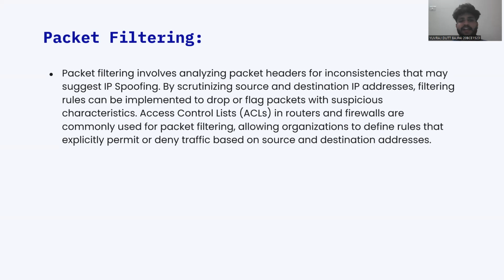The next topic that we come to is packet filtering. Packet filtering involves analyzing packet headers for inconsistencies that may suggest IP spoofing. By scrutinizing source and destination IP addresses, filtering rules can be implemented to drop or flag packets with suspicious characteristics. Access control lists, that is ACLs, in routers and firewalls are commonly used for packet filtering, allowing organizations to define rules that explicitly permit or deny traffic based on source and destination address.